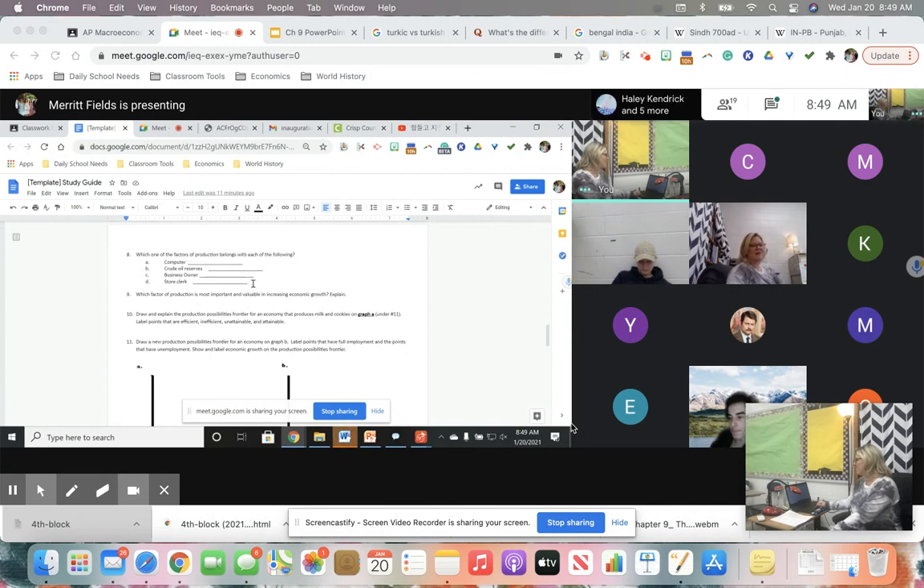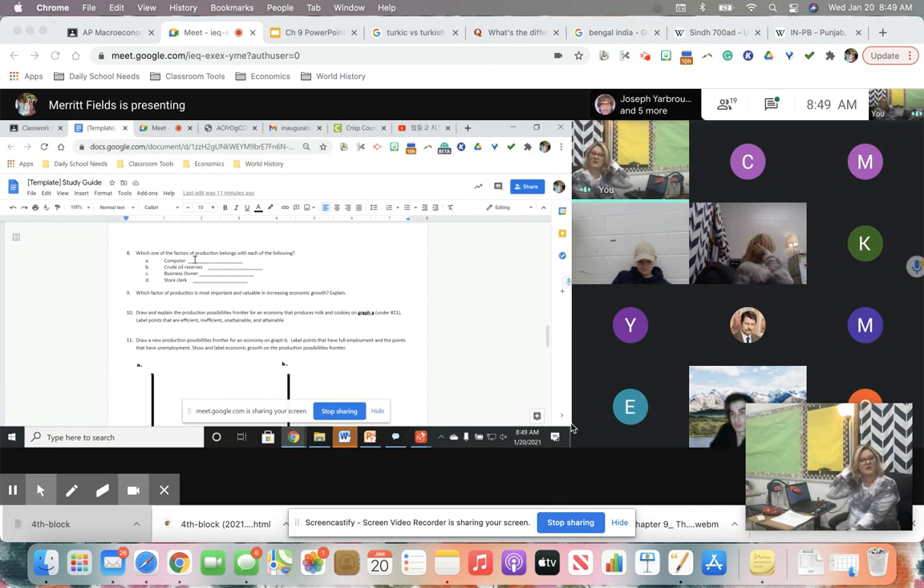All right, so if you're looking at number 8 here, I know it's small, but a computer would be capital because it is a tool that makes your job easier. Crude oil would be land because it is in the ground. It's a natural resource. A business owner would be an entrepreneur because they own the business themselves. And the store clerk would be the labor because that is the worker that is hired by the business owner.